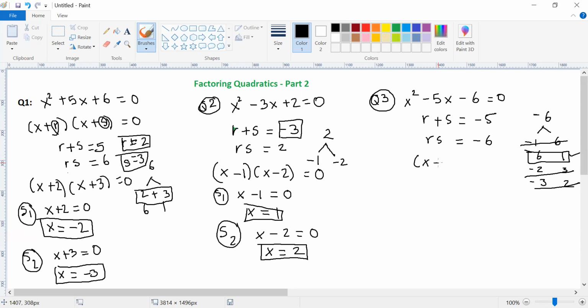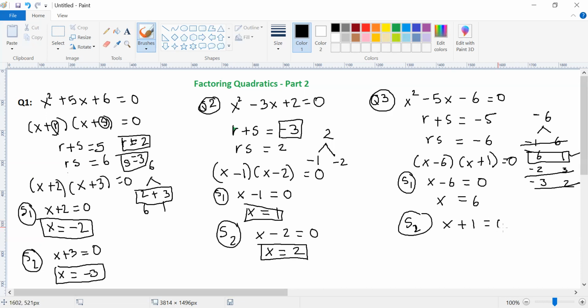So all we need to do is put it in factored form. So x minus 6 times x plus 1 is equal to 0, right? And now we're going to solve according to the zero product rule. So our first solution is going to be x minus 6 is equal to 0. Add 6 on both sides. We're going to get x is equal to 6. Then our solution 2 is going to be x plus 1 is equal to 0. So you subtract 1 on both sides to get x is equal to negative 1. So these are our solutions.